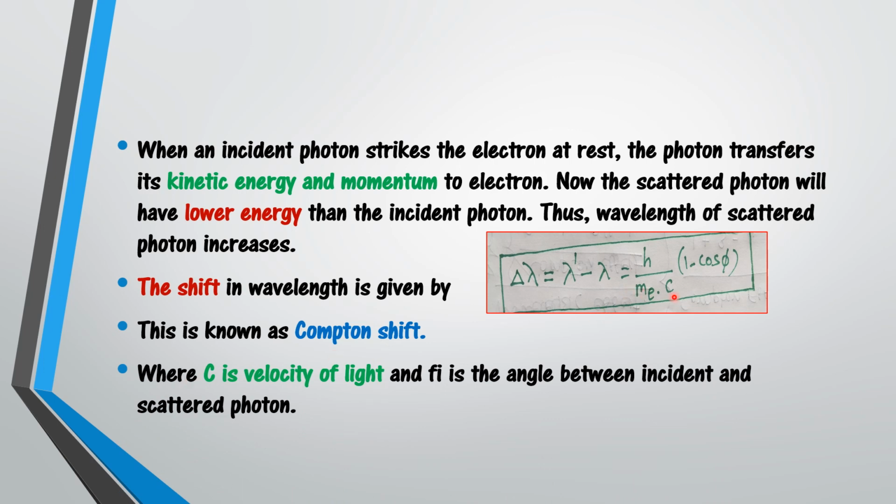Here c is the velocity of light and phi is the angle between incident and scattered photon, which we saw in the earlier diagram, and m_e is the mass of electron, h is the Planck's constant. So in this way we can explain Compton effect.